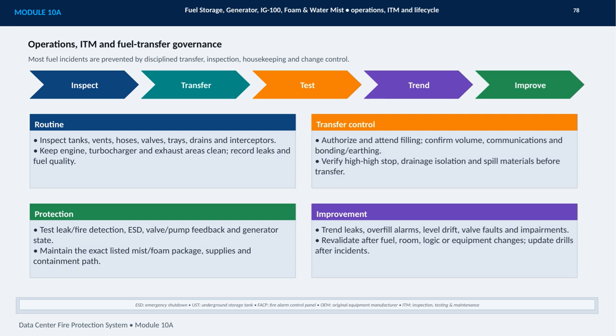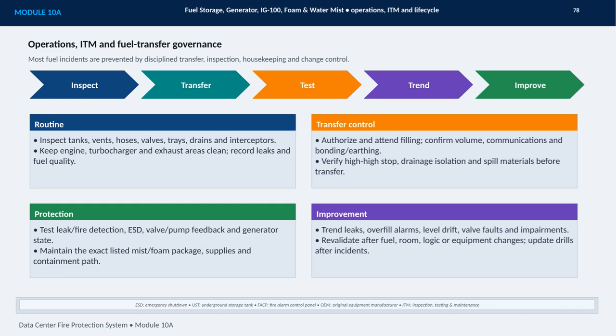During a transfer, the activity must be authorized and attended. I need to confirm the volume, maintain communications, verify bonding or earthing, and check the high stop, drainage isolation, and spill materials before fuel begins moving.